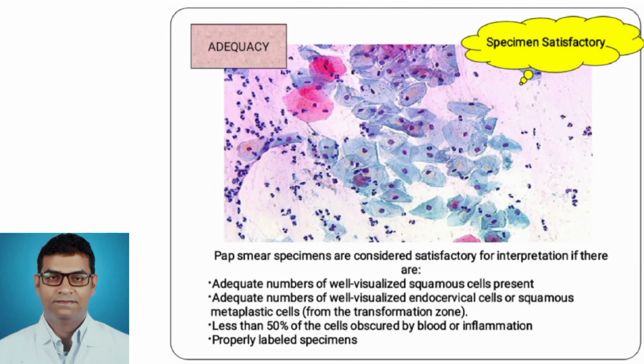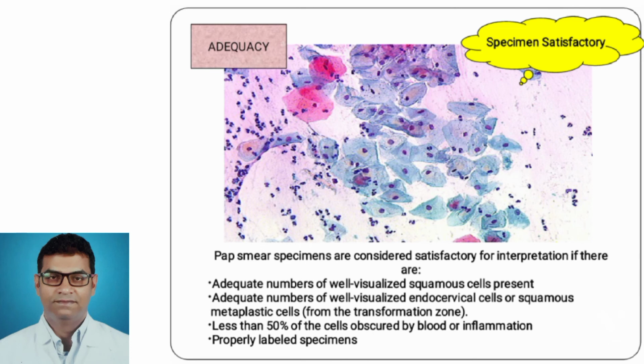Smears are considered satisfactory for interpretation only if there are adequate numbers of well-visualized squamous cells and an adequate number of well-visualized endocervical cells or squamous metaplastic cells from the transformation zone. If less than 50% of the cells are obscured by blood or inflammation, then also the specimen is satisfactory for evaluation and adequate.